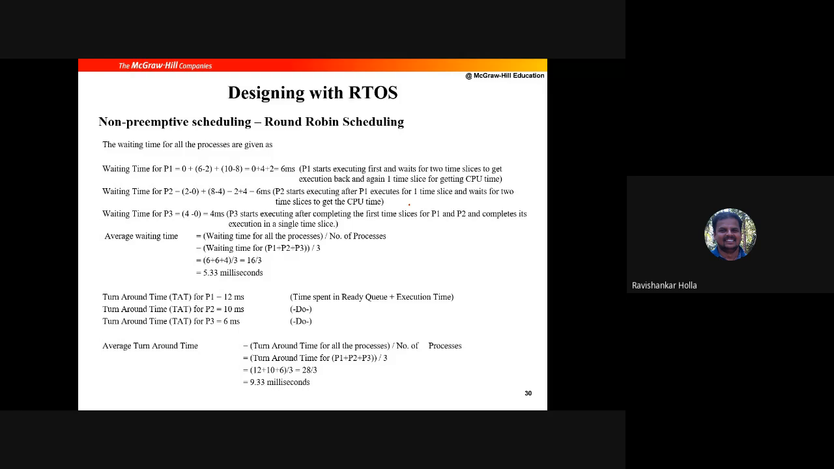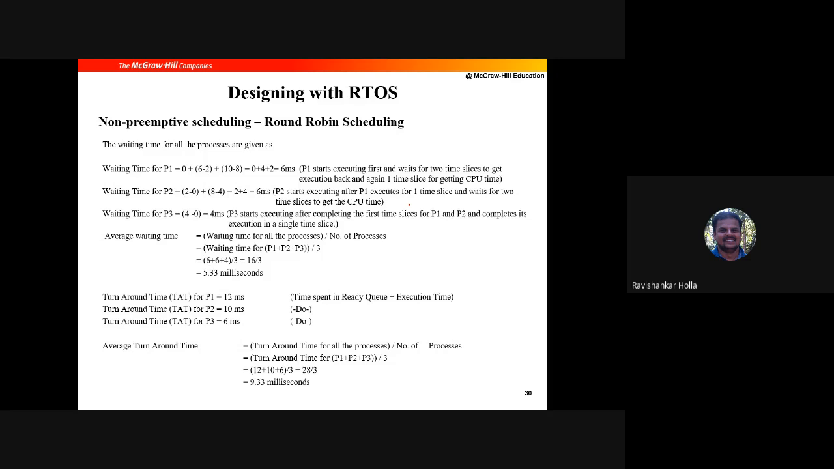Time spent in the ready queue by P1 is 6 milliseconds, and it requires 6 milliseconds for execution, so 12 milliseconds. Time spent in the ready queue by P2 is the waiting time, that is 6 again, and it requires 4, so 10 milliseconds. Time spent in the ready queue by P3, that is waiting time, is 4 milliseconds, and it requires 2 milliseconds, so it is 6 milliseconds. So the average is 9.33.